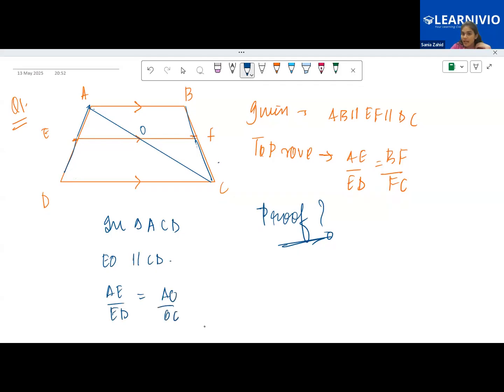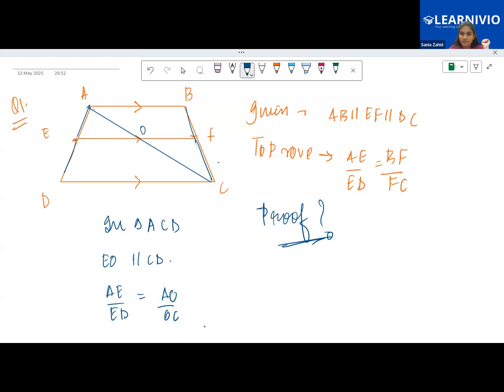And now in the second triangle, AO upon OC will be equal to BF upon FC. So you will have two equations, and then you can equate them to write that AE upon ED is equal to BF upon FC. You cannot just directly write it. I knew that you knew the answer, but you also have to show the method, right? How have you proved this entire thing?